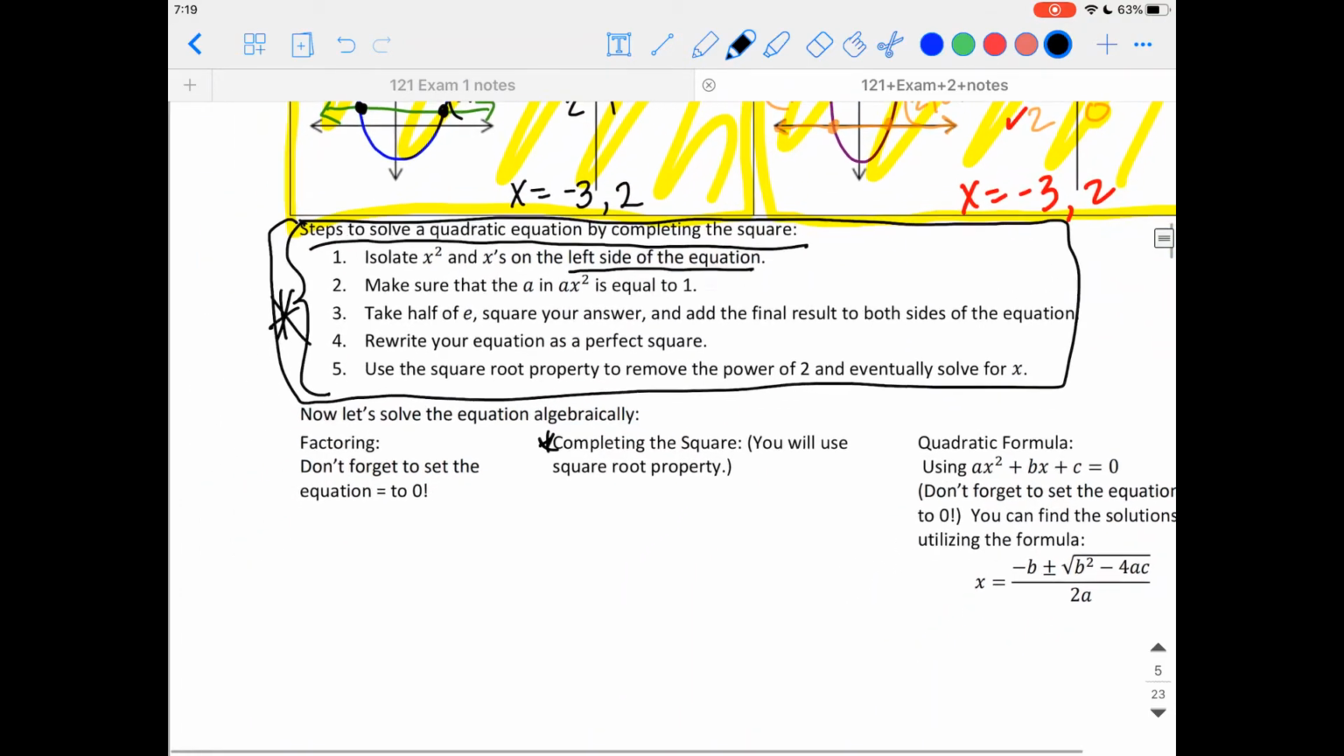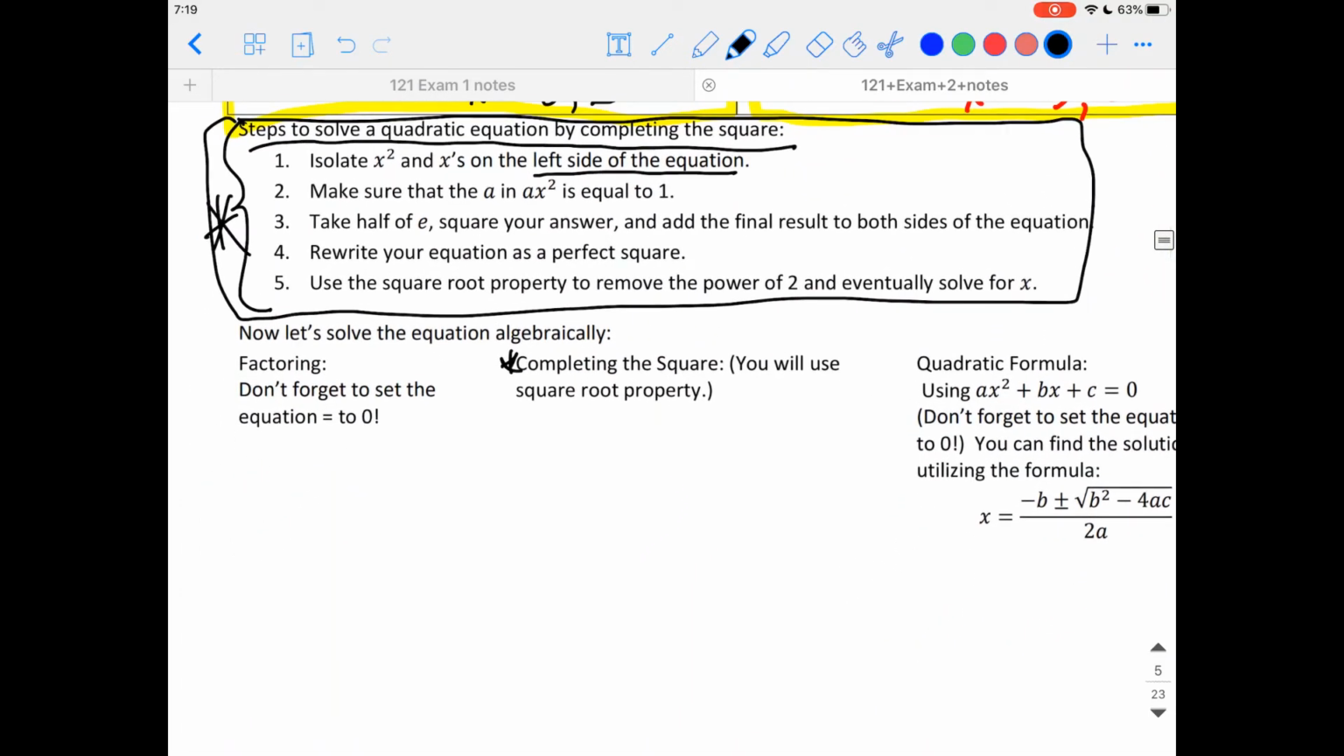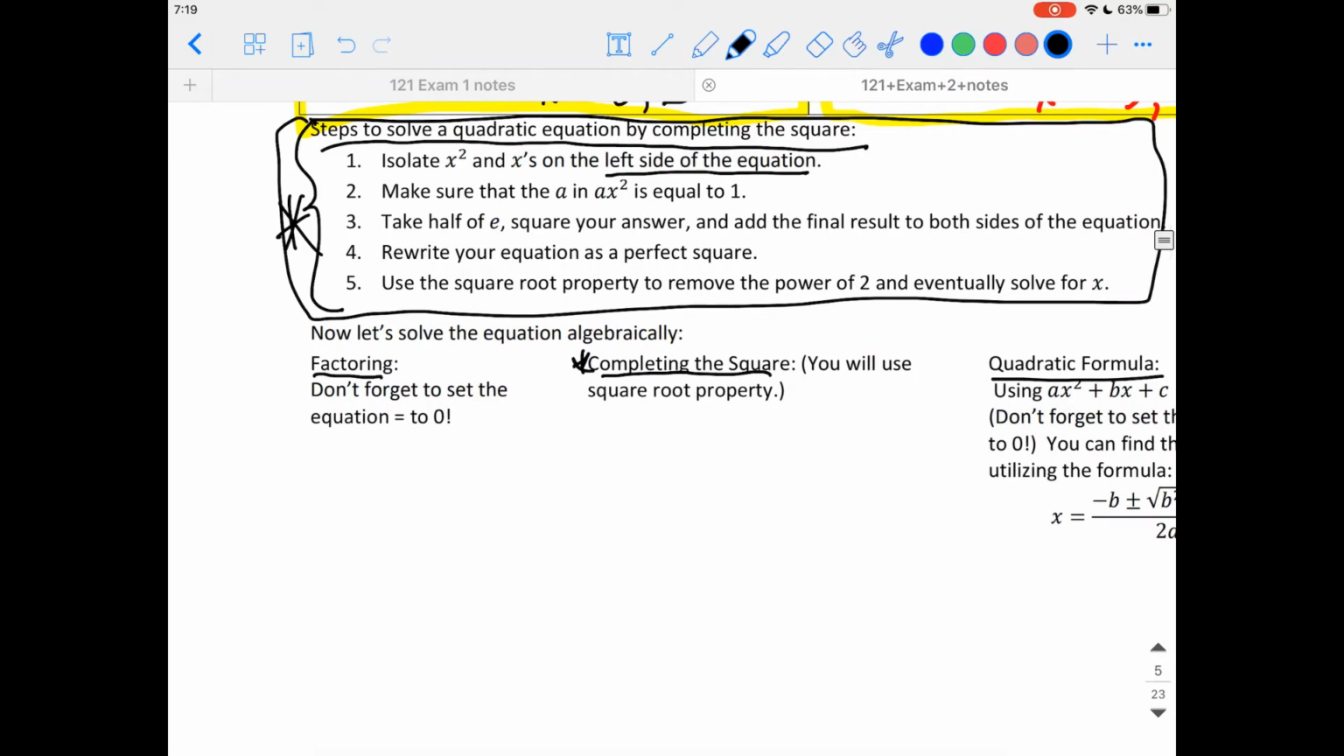So before we do these steps, let's do factoring here. We're going to solve the problem that we just did 3 different ways algebraically: by factoring, by completing the square, and the quadratic formula. So let's do factoring. And I put here, don't forget to set the equation equal to 0.